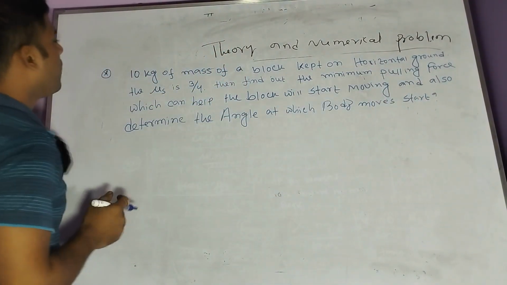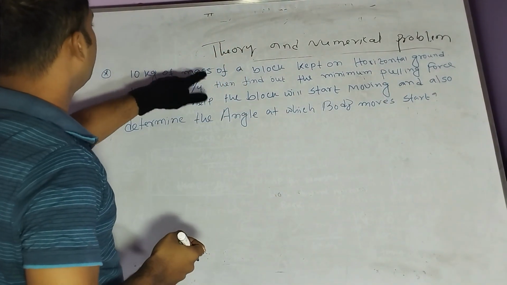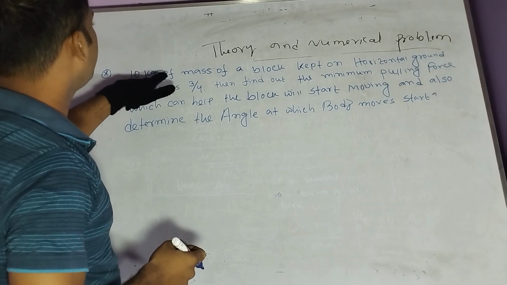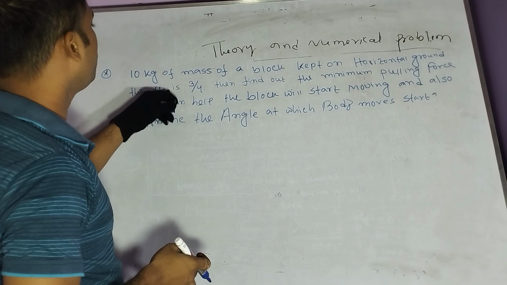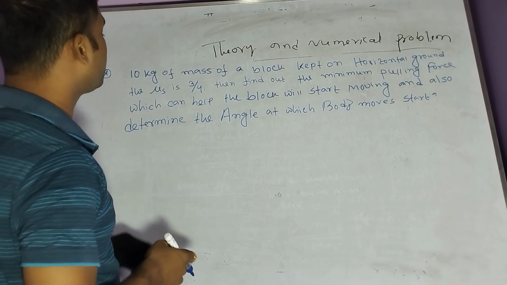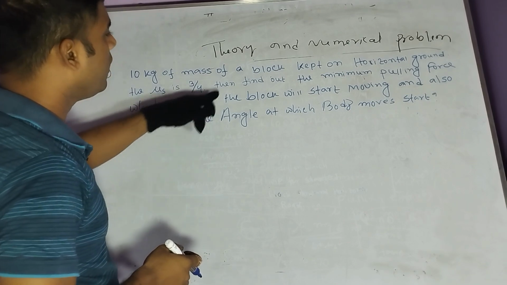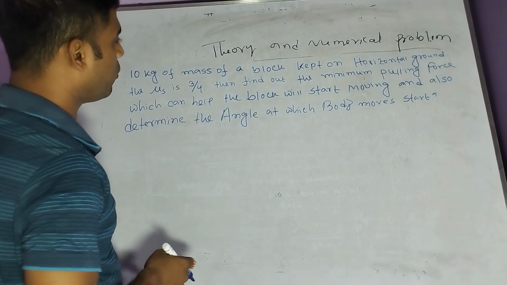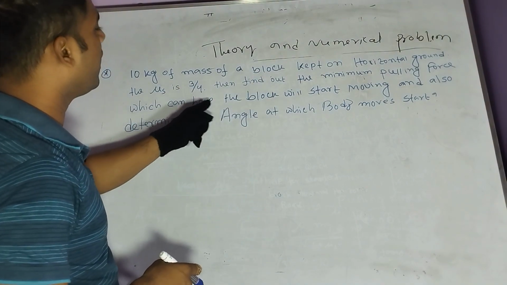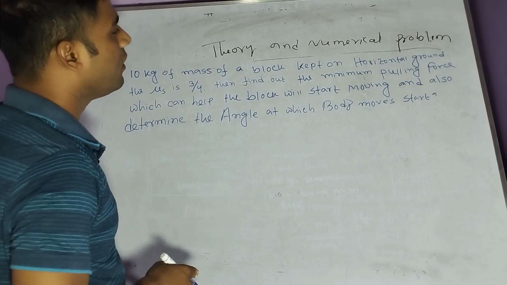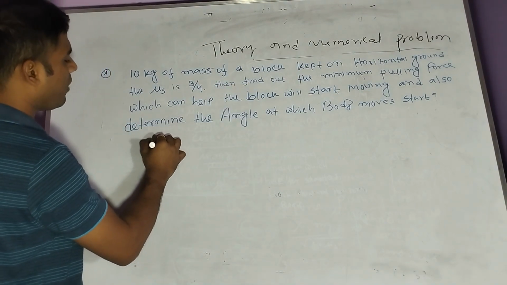So read carefully line by line: a block of mass 10 kg is kept on the horizontal road. What is the mu s? The coefficient of static friction between the road and the block. Then find out the minimum pulling force. Question number 1 is to find the minimum pulling force which can help the block start moving. So we first apply the minimum pulling force equation.